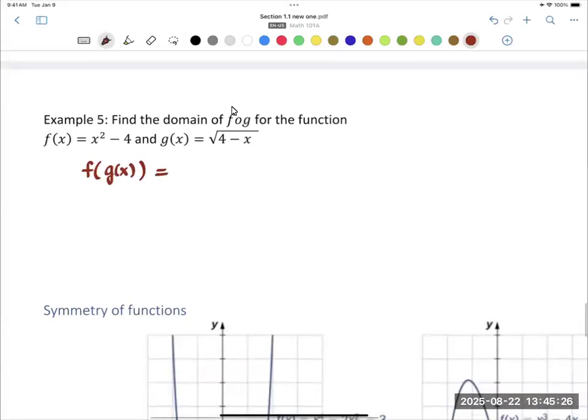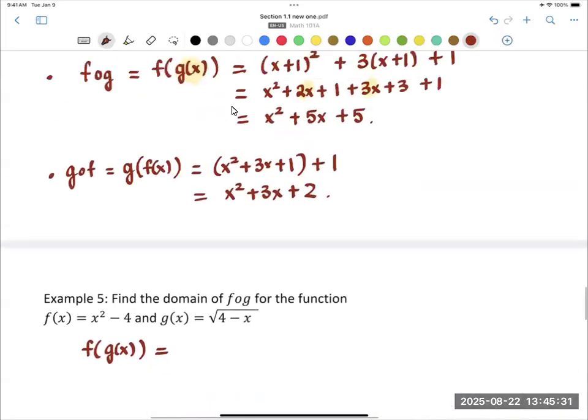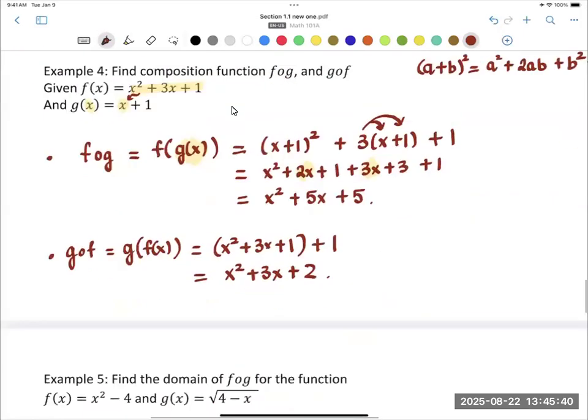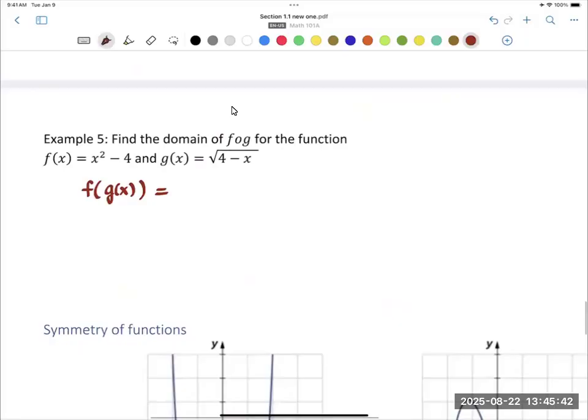Okay, so in order to find the domain of f of g of x, we will have to look at the domain of what? The domain of g first, and then f of g of x. So let's first of all find the domain of g. So this is an even radical. When you see an even radical, we will have to set the expression under the radical greater than or equal to 0.